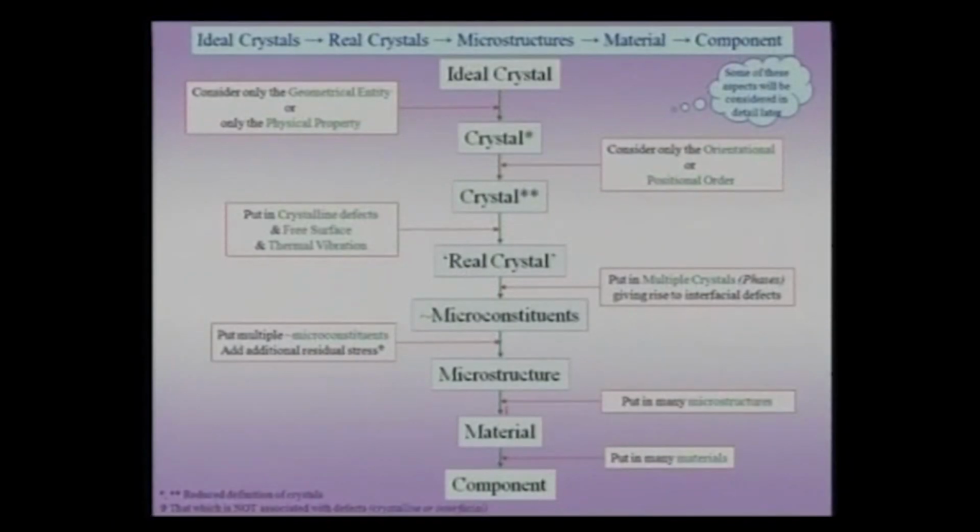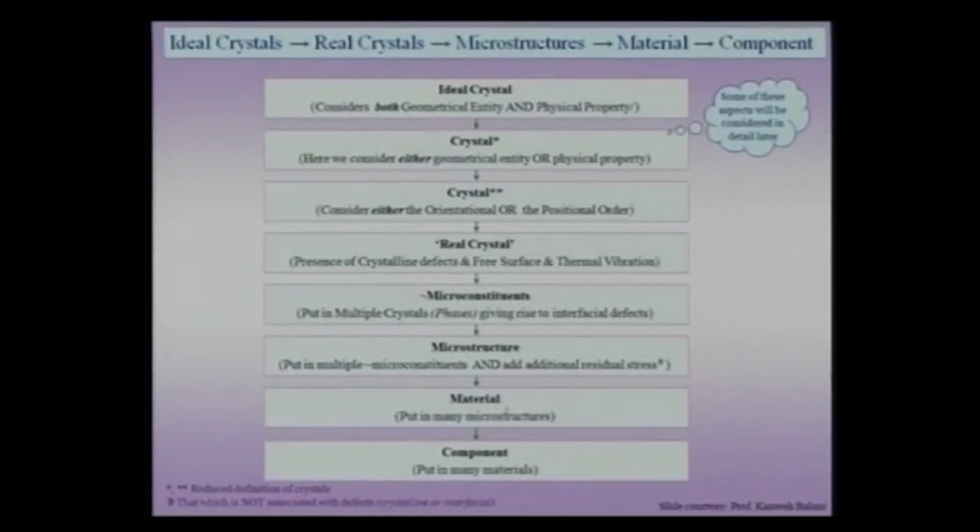So, let us look at the same slide, because there are so many new concepts involved, in a slightly different way as shown in the next slide, and I thank Professor Kantesh Balani for making this slide for me. So, you have ideal crystals, real crystals, microstructures, materials, and components. This is an alternate way of representing the same thing, and so we can have an ideal crystal which considers both geometrical entity and the physical property.